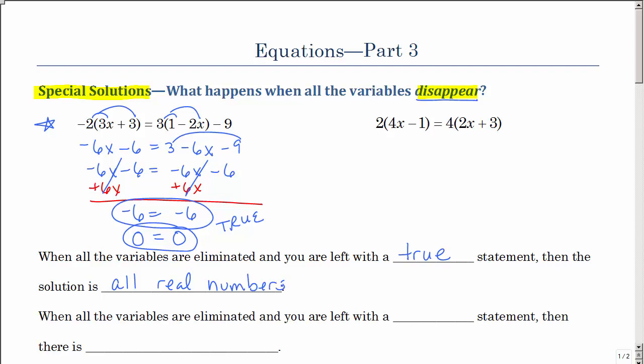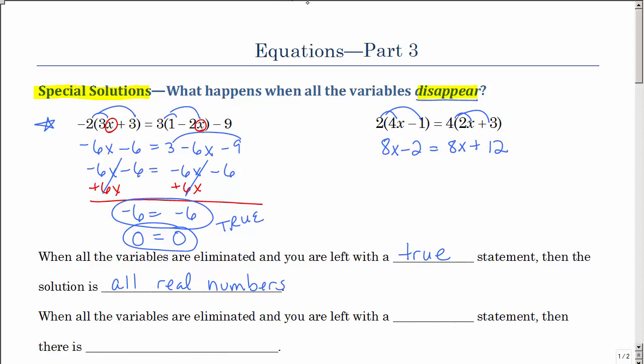Again, if you have a true statement, then the solution is all real numbers. What does that mean? It means you can plug in any number you want for x, and it's going to work. How cool is that? All right, let's look at this other case. Okay, again, I'm going to distribute, and I have 8x minus 2 equals 8x plus 12.